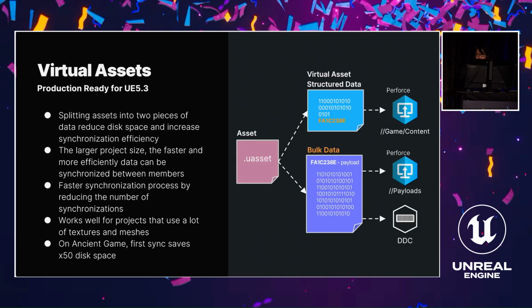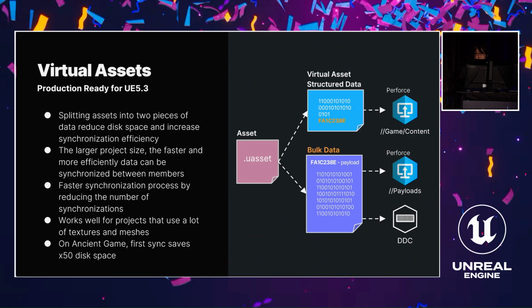At a high level, virtual asset is a feature that splits an asset into two pieces of data to save disk space in your project and improve synchronization efficiency. We released it in UE 5.0, but it is production ready in 5.3. The larger the project, the faster and more efficiently you can synchronize data among your team. For more information, please refer to the official documentation on using virtual asset.